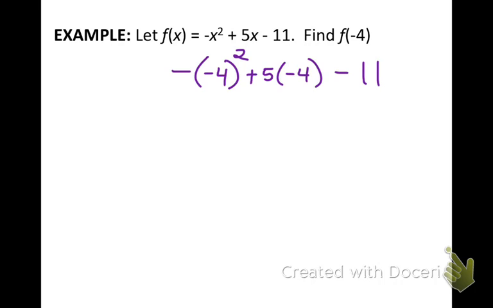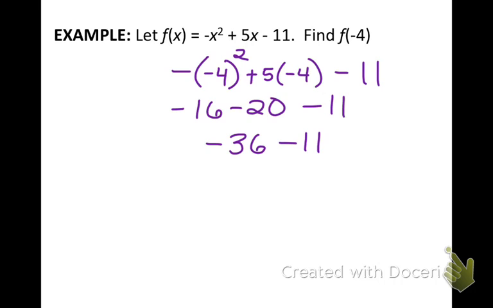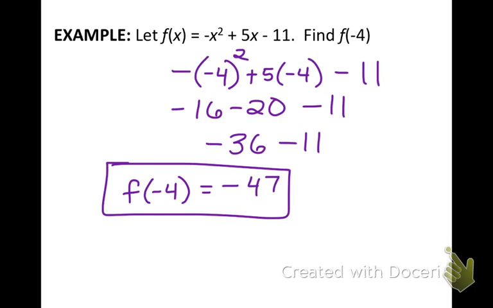So order of operations, -4 squared is 16 times the negative gets me -16. 5 times -4 is -20 minus 11. So -16 minus 20 gets us to -36. -36 minus 11 is -47. So I'm going to write my answer as f of -4 equals -47.